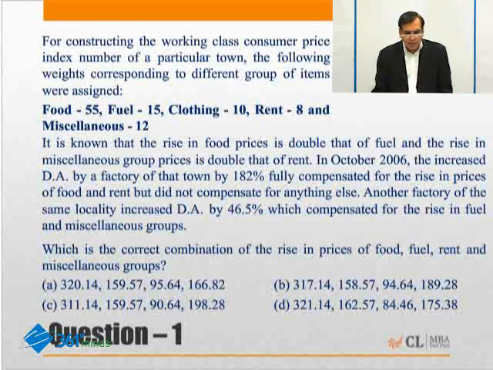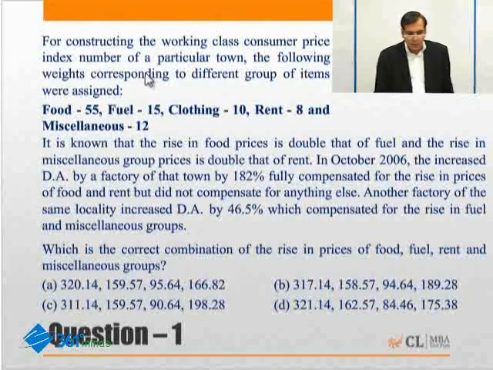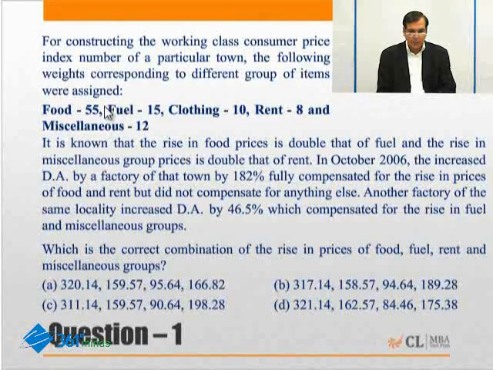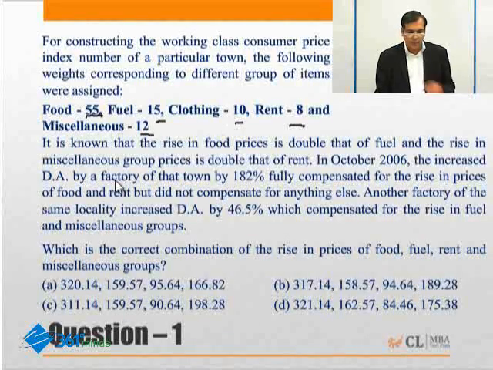Okay, let's just have a quick look. I'm assuming you have already gone through the question and given up, that you don't know what to do with it. Okay. For constructing a working class consumer price index number for a particular town, the following weights corresponding to different groups of items were assigned. So food was given 55% weightage, fuel 15, clothing 10, rent 8, miscellaneous 12.